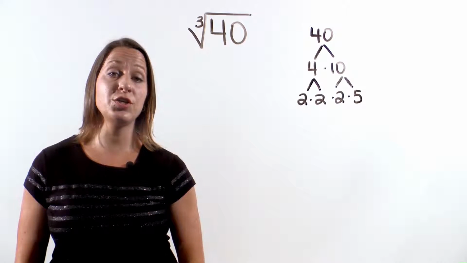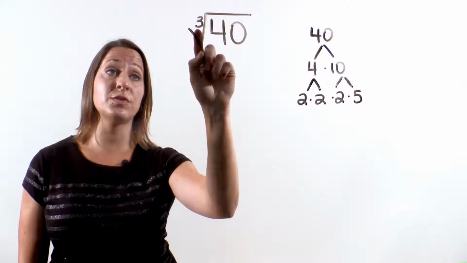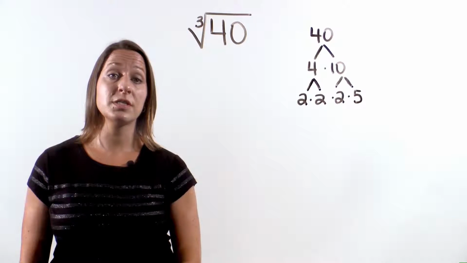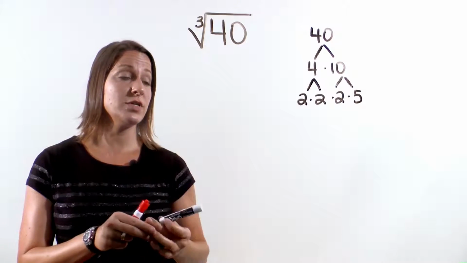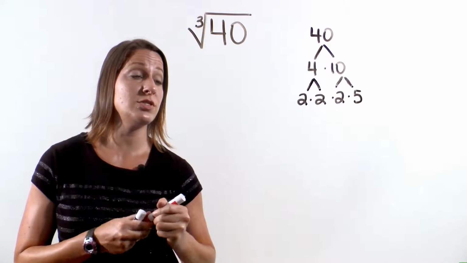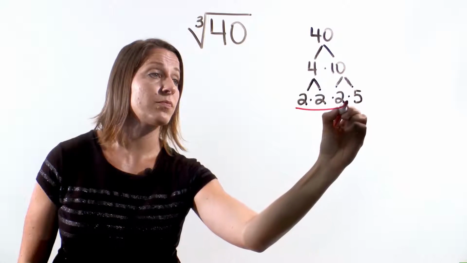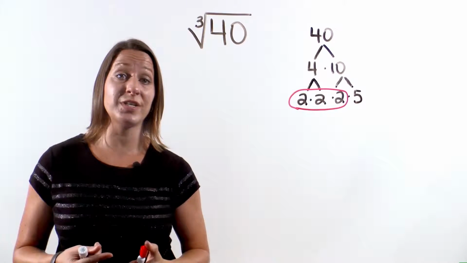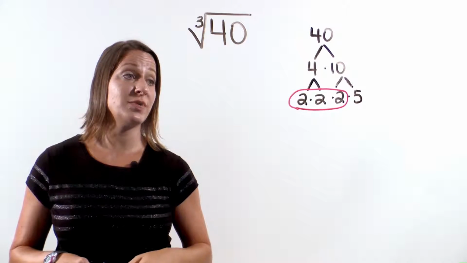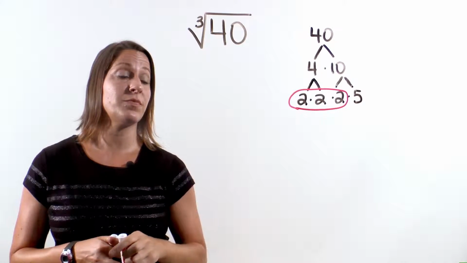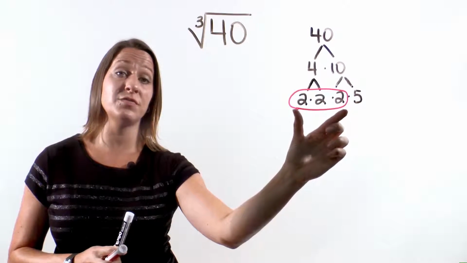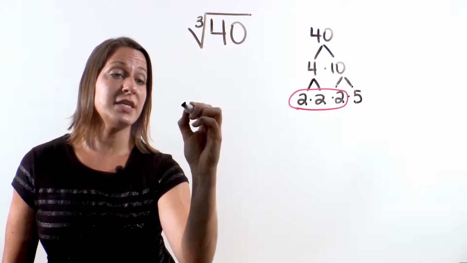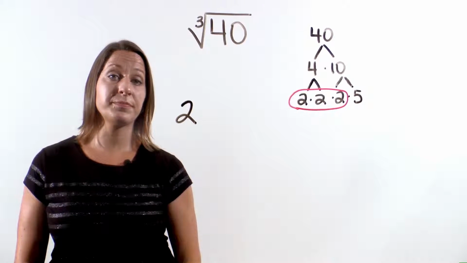Now, because this is a cubed root, and we know it's a cubed root because of the 3 sitting right here next to the radical, we're looking for numbers in groups of 3. So for example, we have 2 times 2 times 2. There are 3 2s, so we could call it a triplet. So here's how we're going to write our answer. We're going to represent our set of 3 2s on the outside of our radical.